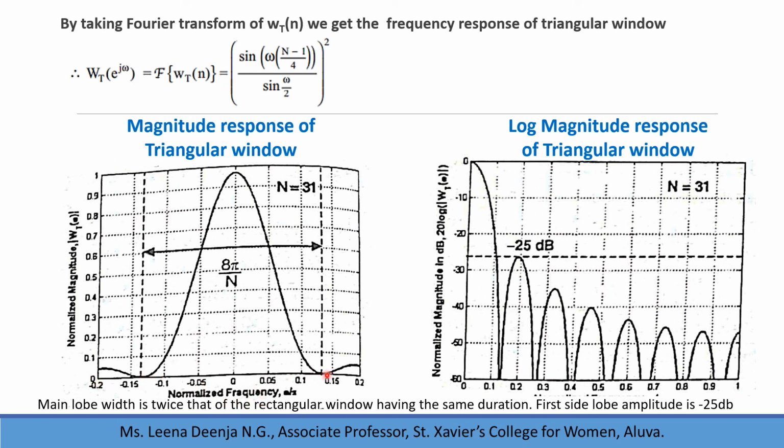And this is the main lobe. And the main lobe width, we can see that it is equal to 8 pi by N. The main lobe width is twice that of the rectangular window having the same duration. The log magnitude response of the triangular window is like this. Here we plot the normalized magnitude in dB on the y-axis and the normalized frequency on the x-axis. We can see that the first side lobe amplitude is minus 25 dB here.